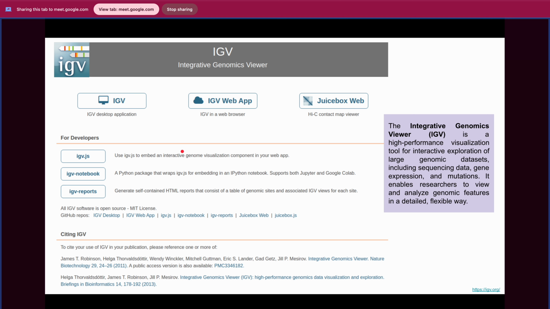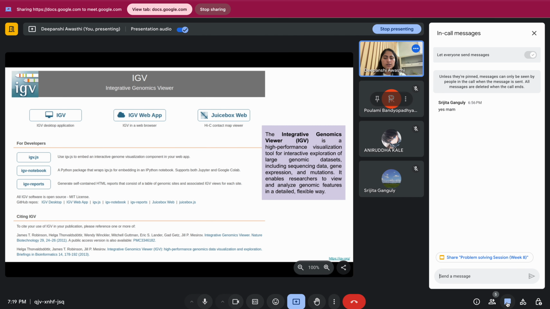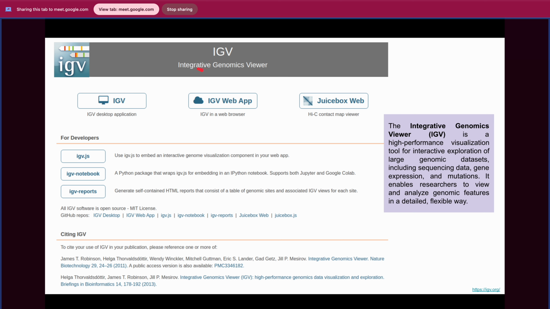And now we'll move to the Integrative Genome Viewer. But before moving further, I'll just check if you have any query. So till now, is everything clear? Okay, thank you. Yeah, so now we'll talk about the Integrative Genome Viewer.